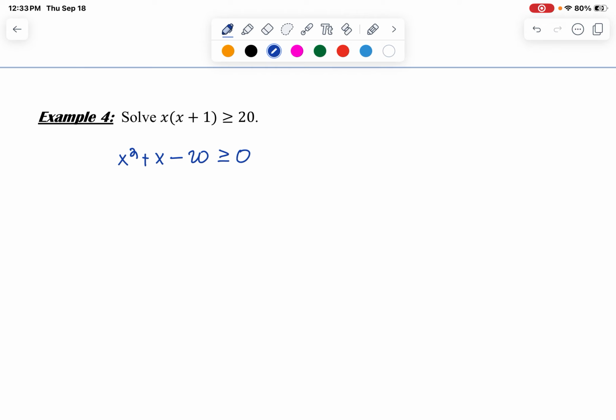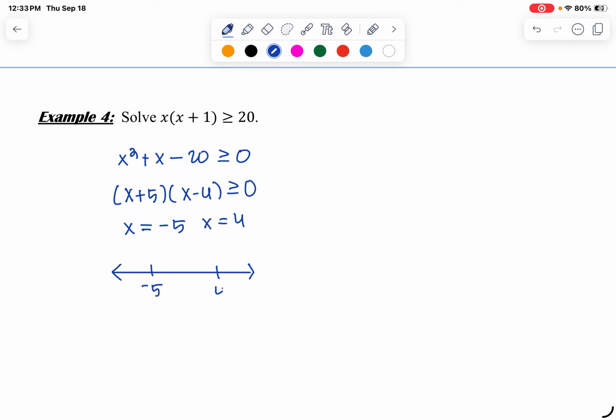Now that it's in standard form, we can factor it. We're looking for two numbers that multiply to give us -20 and add to give us 1. So we have x plus 5 times x minus 4 is greater than or equal to 0. So we're going to start by finding our critical values, or our zeros. X equals -5 and x equals 4. We are going to put those on our number line, -5, 4.